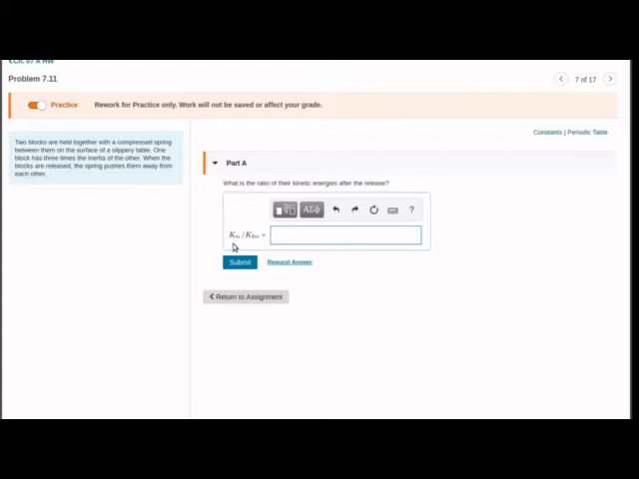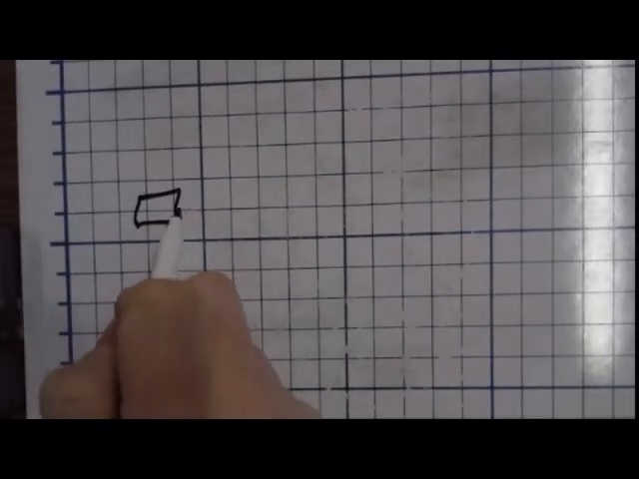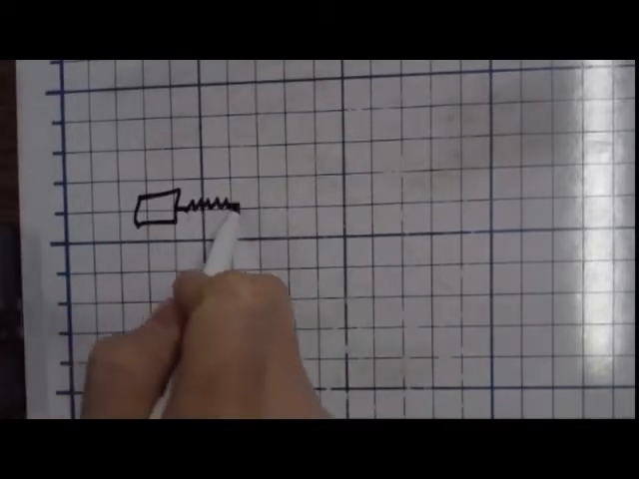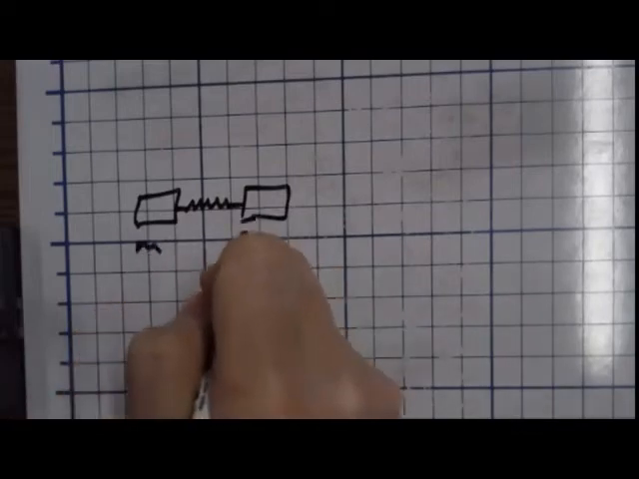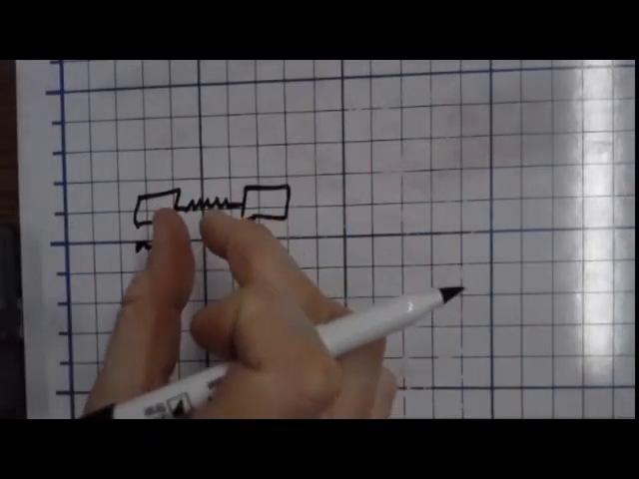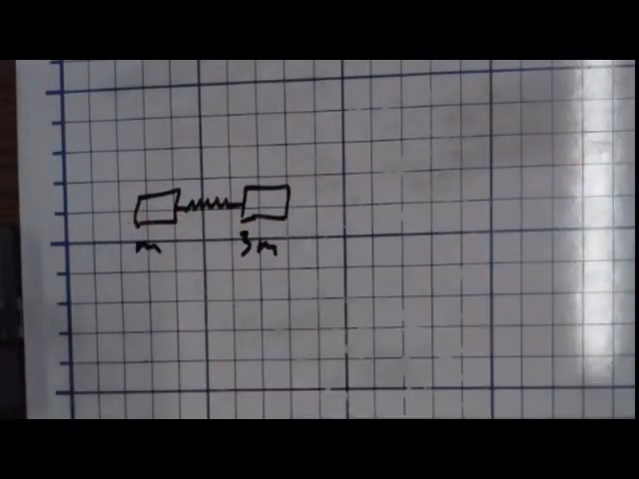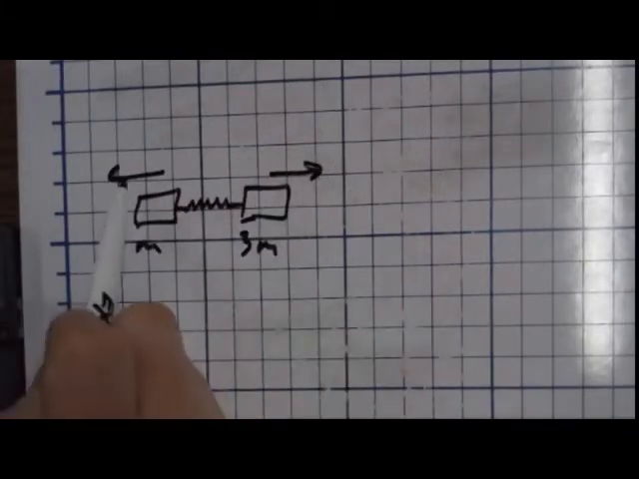So there's the smaller mass on top and the bigger mass on the bottom. So let's think about this. We've got two things that are being held together by a spring. We've got M and 3M. And the spring has been compressed, and then it releases and pushes them apart, and they spring away. So this one goes that way, and that one goes that way.